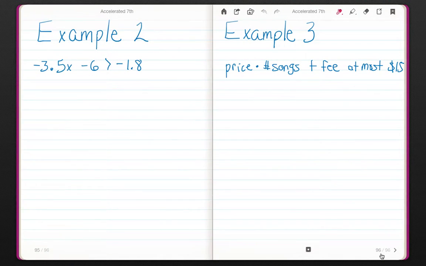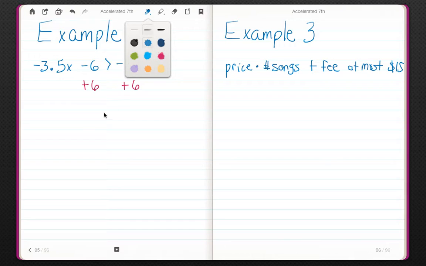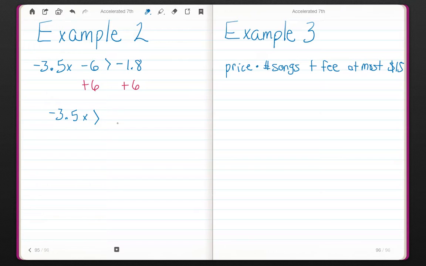Okay, example 2. -3.5x minus 6 is greater than -1.8. So here I'm going to add 6 to both sides first. So I'm left with -3.5x is greater than 4.2.